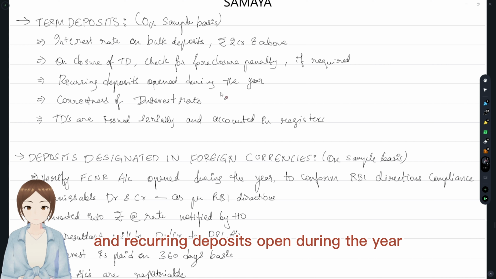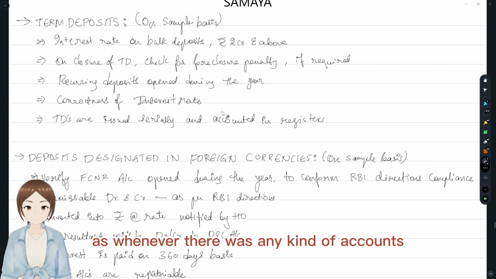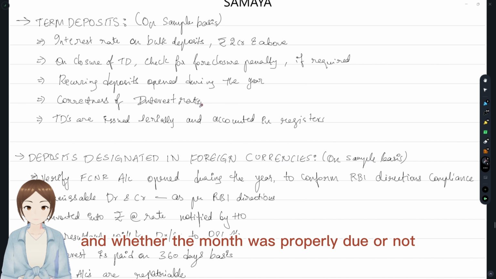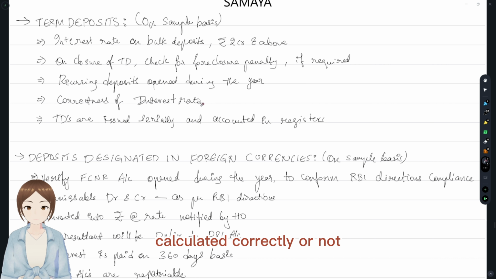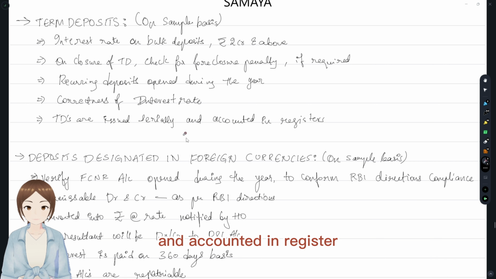And for recurring deposits opened during the year, check the correctness of the interest rate. Whenever there are accounts for which interest is payable by the bank, you have to check the interest rate and whether the amount due was calculated correctly or not. And term deposits are issued serially and accounted for in a register. You have to document that.